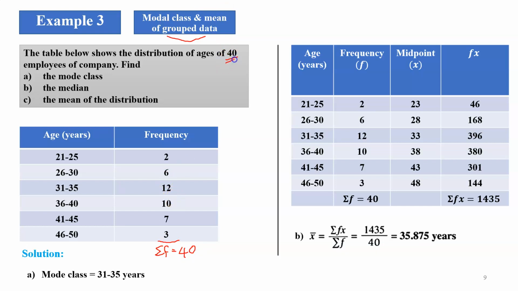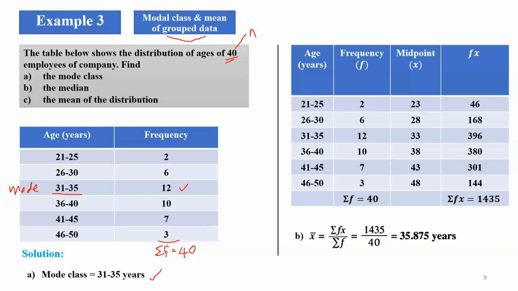How do I know 40? Because it said the employees is 40. This will be your N. Okay, so you need to find the mode class. The mode class, mana yang paling tinggi? 2, 6, 12, 10, 7, 3. So this is the highest one. We don't write it down as 12. We choose this one, the age of 31 until 35. This is your mode.